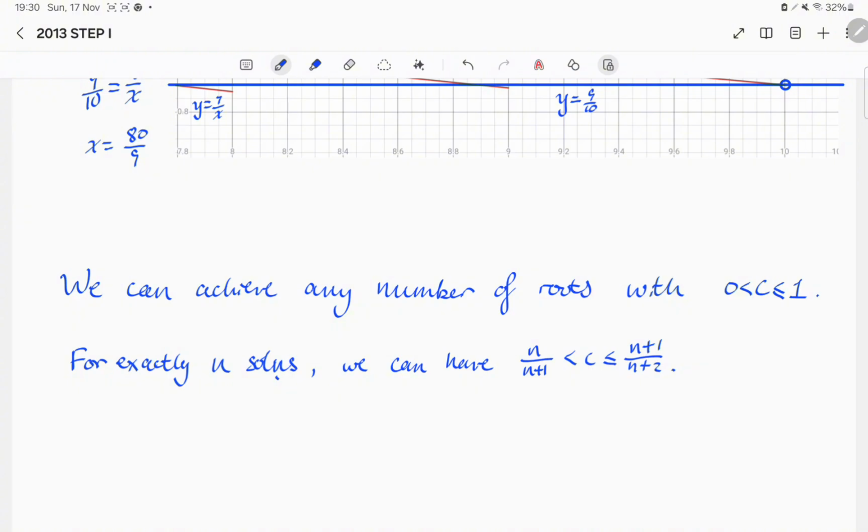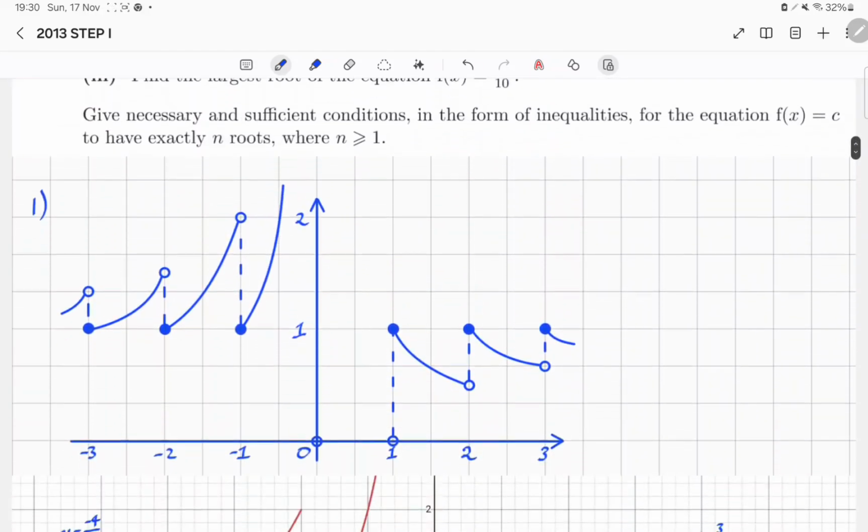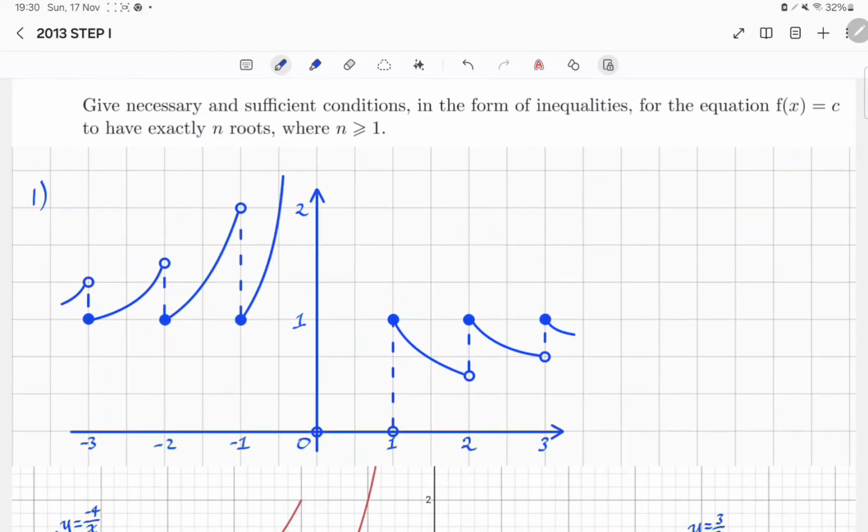Now, this statement is sufficient, but is it necessary? If we go back up and we say that the equation has precisely one solution, then we could have the graph going between 1/2 and 2/3, for example, here. However, the value of c could also be greater than or equal to 2, and it would still have precisely one solution. So, the condition is not necessary, despite it being sufficient.